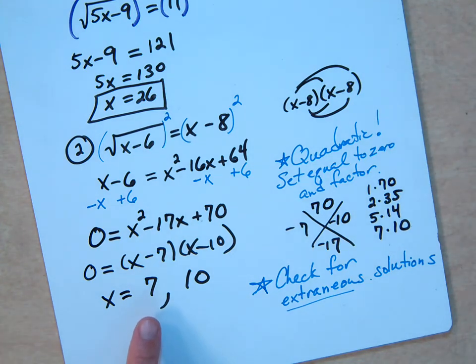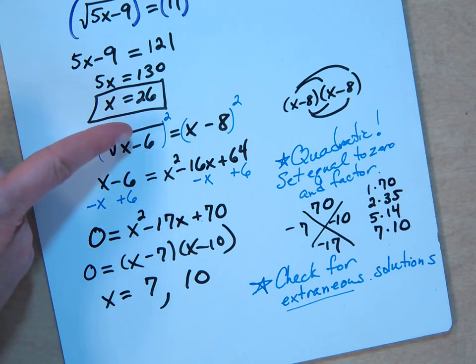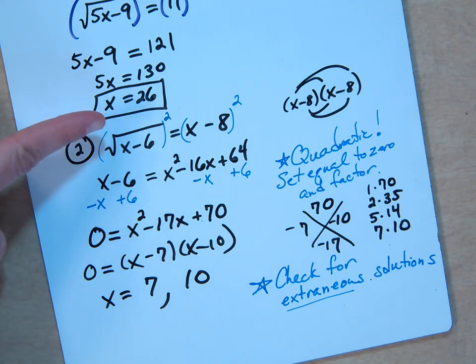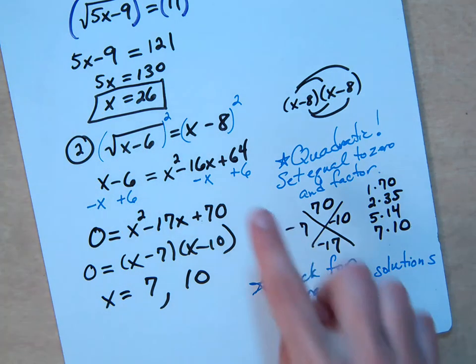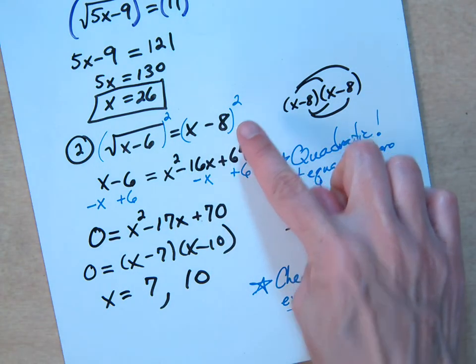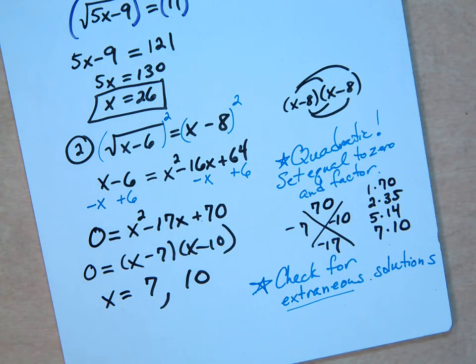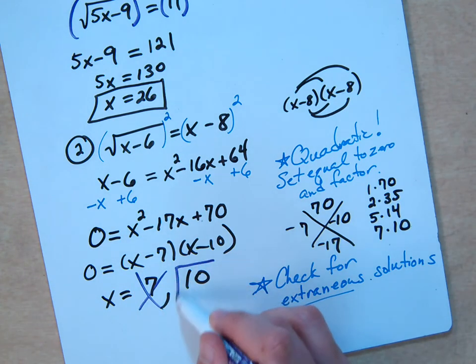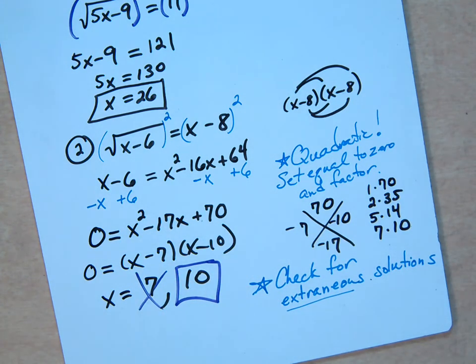Let's try 7. 7 minus 6 is 1. Square root is 1. Is that equal to 7 minus 8? No. Nope. It doesn't work. So you have to cross it off and only answer with the other one. And the tip is that typically it happens when you have a quadratic and you end up squaring both sides. That's when you should caution that something like this is going to happen.